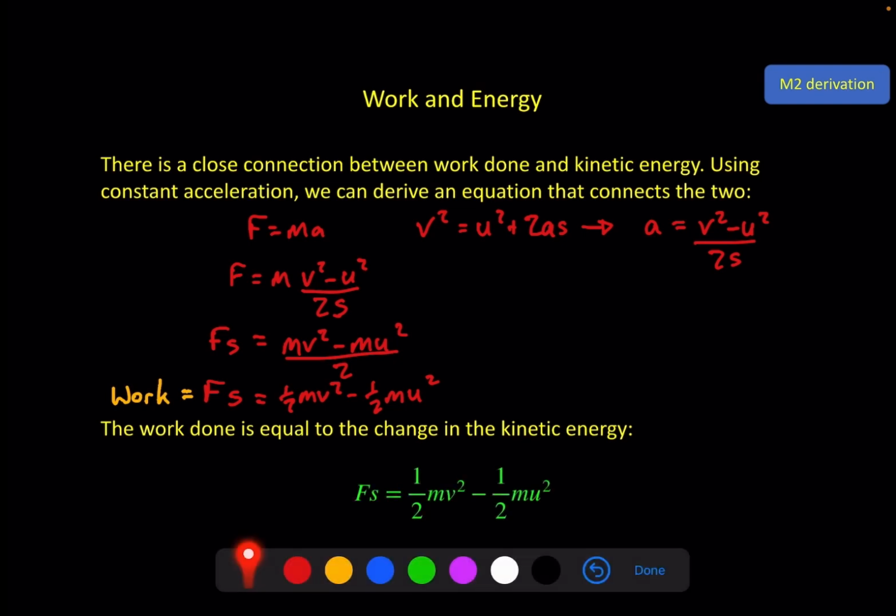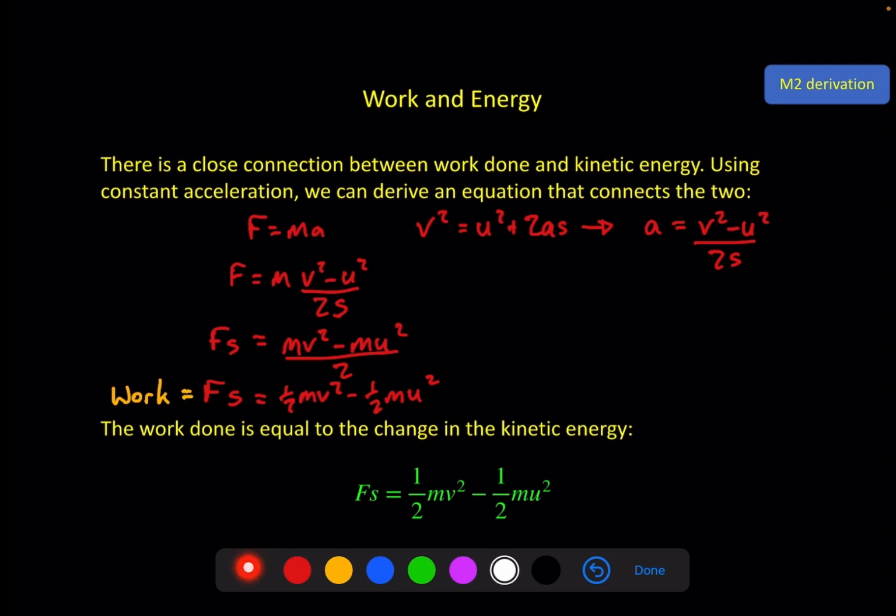So if a force does work on a particle, it might increase the kinetic energy if the work done is in the direction of motion. If the work done is against the direction of motion, it's doing work against the particle, and the kinetic energy will decrease. And it's always interesting to consider the units.